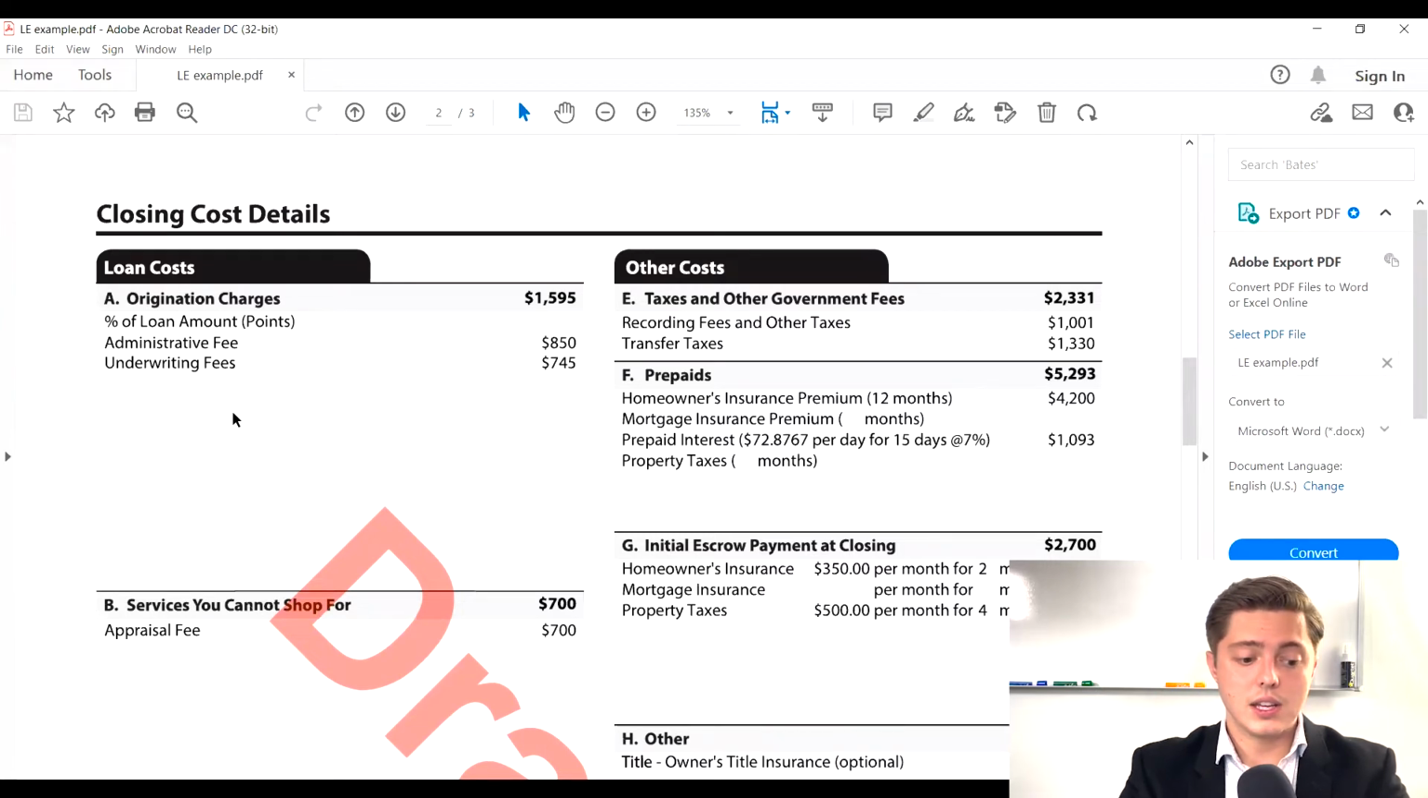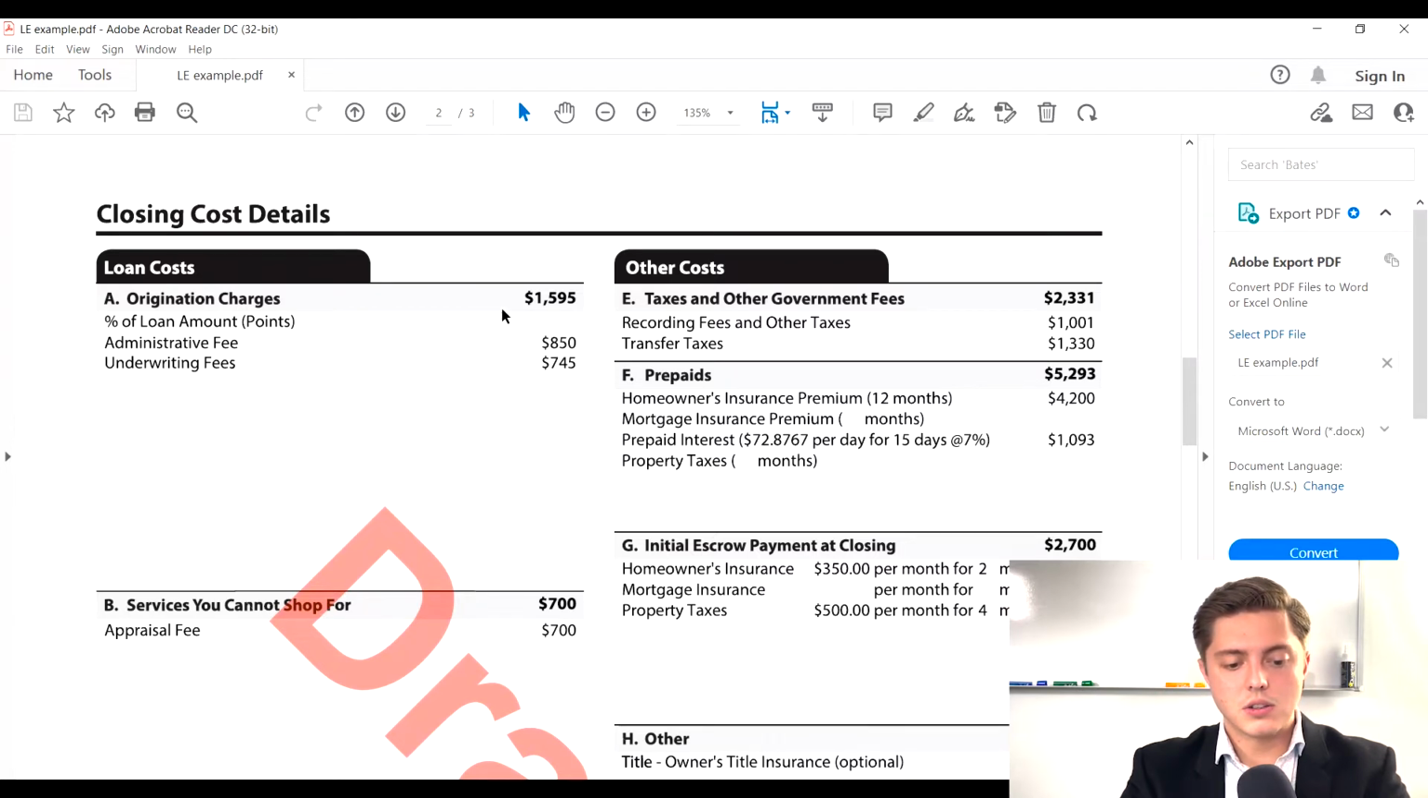Additionally, you'll see here, this one is blank, percentage of loan amount points. That is also an additional closing cost that is associated with the loan. When you're paying points, you are basically paying upfront interest for that loan. So it is considered a closing cost, and if you are paying points, that is listed here.